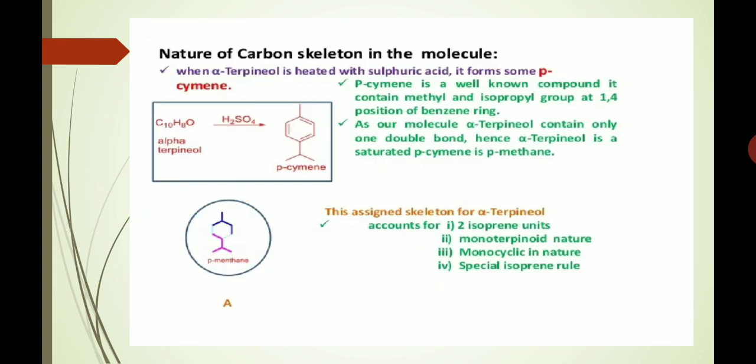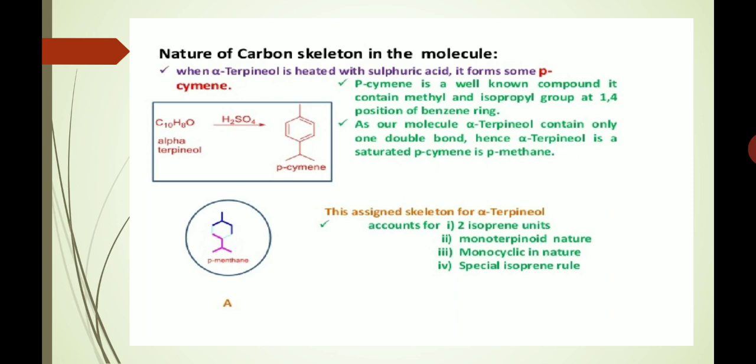Now, the nature of the carbon skeleton in alpha terpineol. When alpha terpineol is heated with sulfuric acid, it forms para-cymene, which is a well known compound. We have also seen in the structure determination of other compounds that it contains methyl and isopropyl groups at the 1,4 position, or para position, with respect to each other. As the molecule of alpha terpineol contains only one double bond, alpha terpineol is a saturated para-cymene, that is, paramenthane.